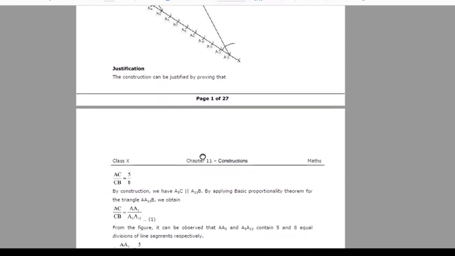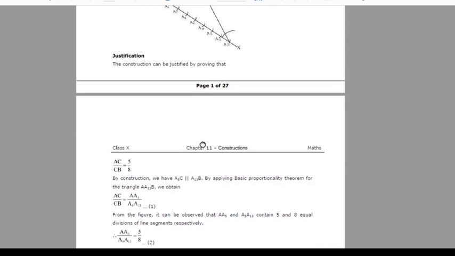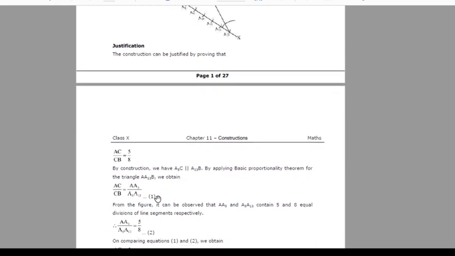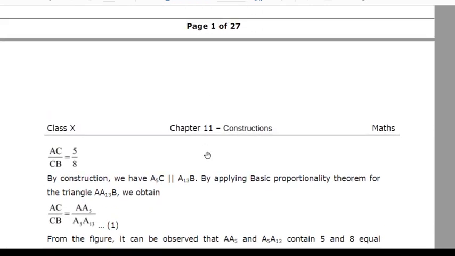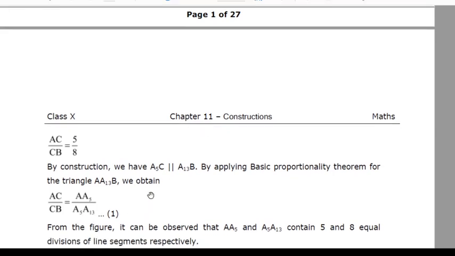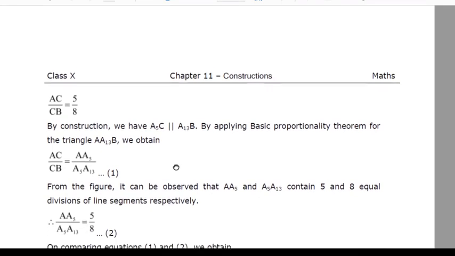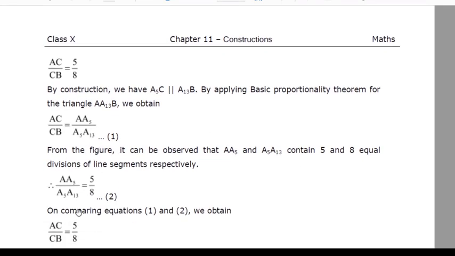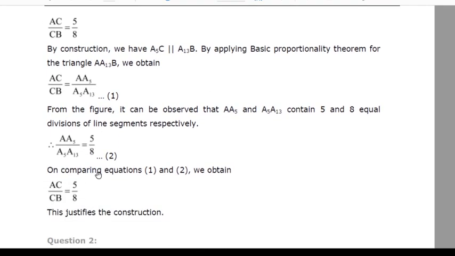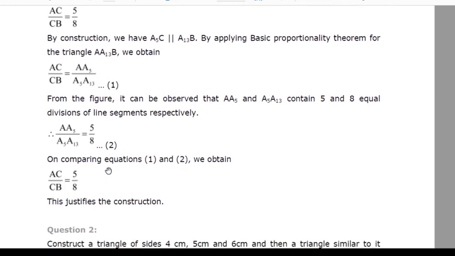A5 upon A5 to A13. This is representing 8 parts. From both of these you see the ratios are the same. If the ratios are the same, then you can say this is our justified construction.